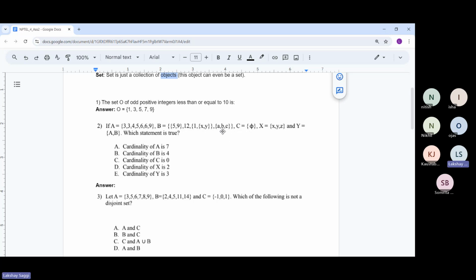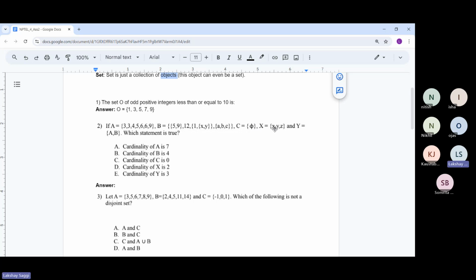And then it also contains that set {A, B, C} as its element. Then the set C is phi. Note that C is not phi, but C contains one element, which is phi. As we said, a set can contain a set, so phi denotes the empty set. So the set C contains one element, which is the empty set.